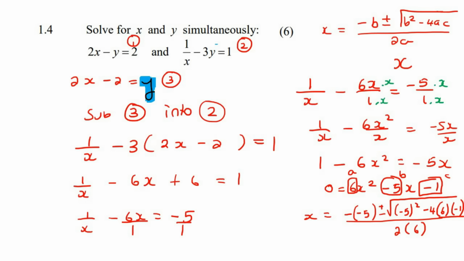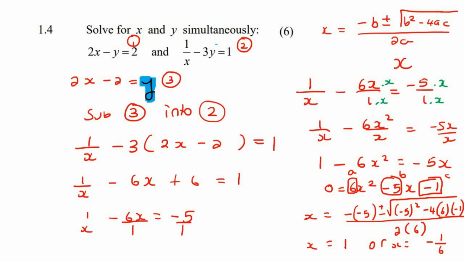Okay, go ahead, type this all in on your calculator. Obviously you can only use a plus or a minus, you can't use both, so you need to do this 2 times. If you use a positive at the top, you get an answer of 1, and if you use a negative at the top, you get an answer of negative 1 over 6. Okay, we're not done, guys, because remember we're doing a simultaneous equation, so we have to solve for x and for y.